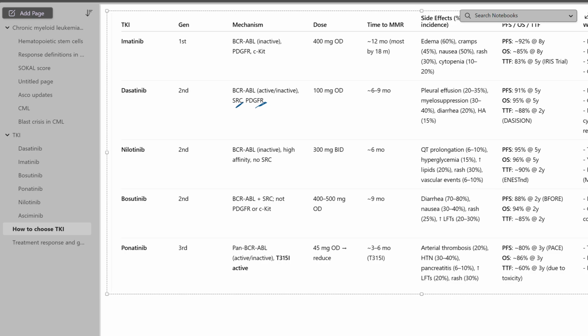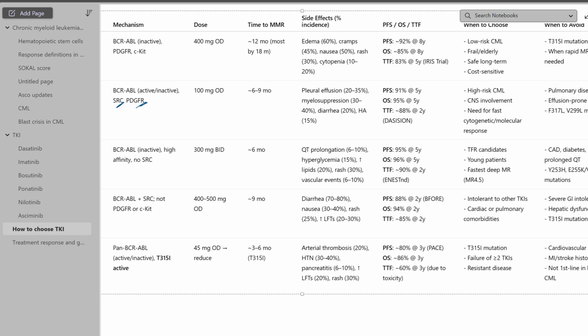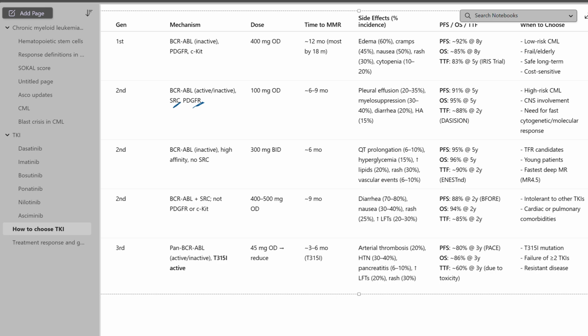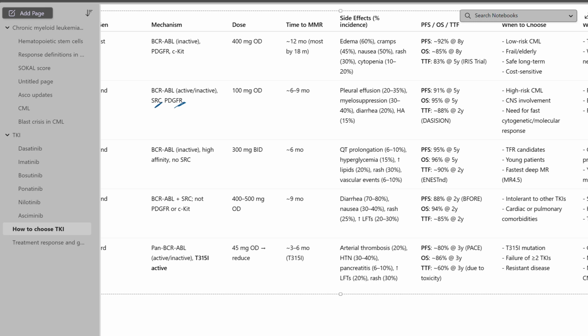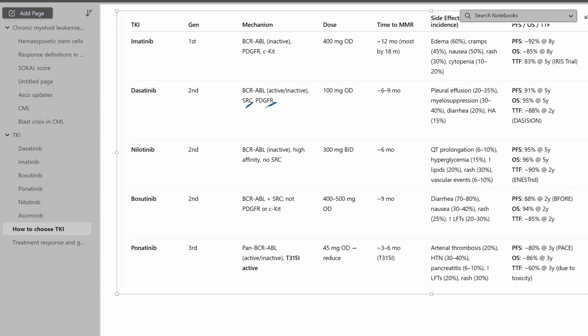Bosutinib is again second generation. It causes a lot of diarrhea. Again, 80% are very diarrhea prone. So what we do is 400 to 500 milligrams OD, and we can slowly down titrate the bosutinib dose.